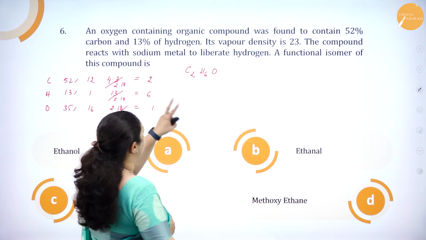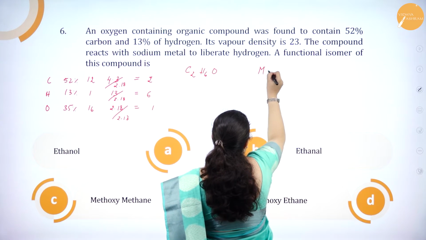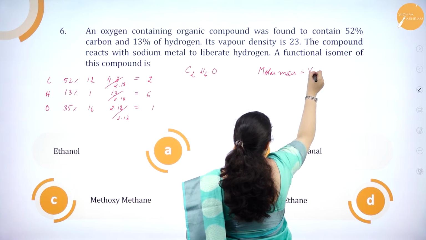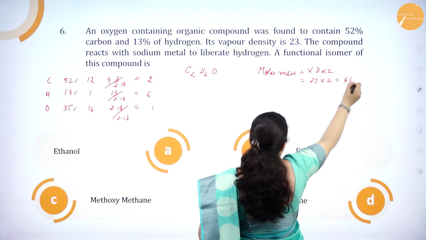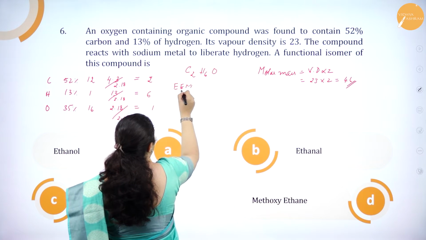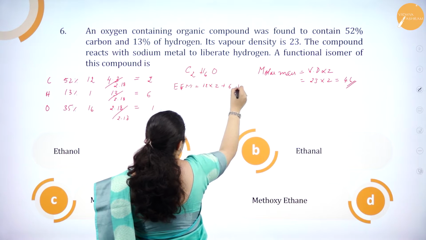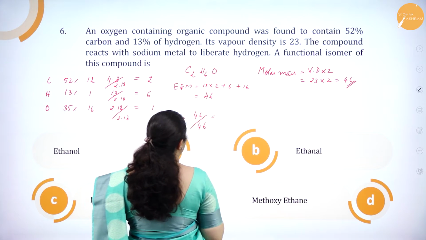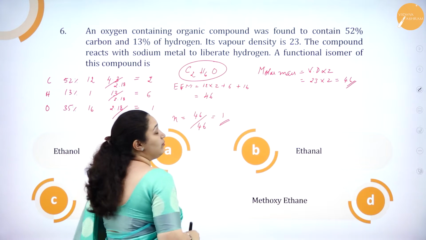Now they have given the vapor density, so I can find out the molecular mass. That is, molecular mass or molar mass is vapor density into 2. So 23 into 2, that is 46. Now what is the empirical formula mass? Empirical formula mass is equal to 12 into 2 plus 6 plus 16. This also will come as 46. So n is equal to molecular mass by empirical formula mass, both are same, so it is 1. So this only is the molecular formula also.